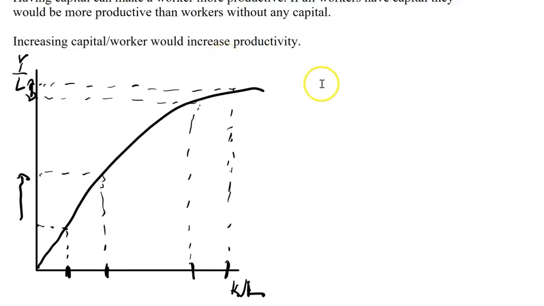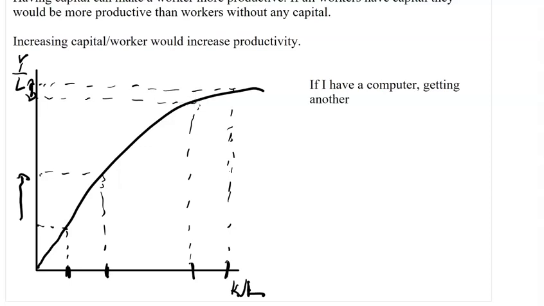So what this means is that, let's say you already have a computer. If I already have a computer and I want to write something using a computer, that's fine. Getting another computer will not really increase my productivity. Similarly with workers, if the workers already have one set of tools, giving them more tools may not increase their productivity. It may increase a little bit, but not as much as this group.